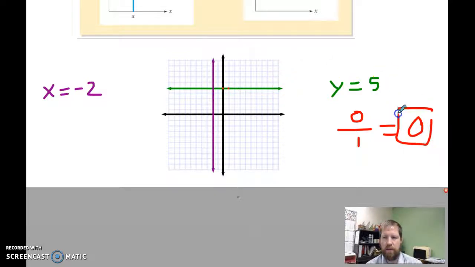That's something you probably want to write down and remember, because it'll save you time, and it's a question that a lot of people struggle with. Every horizontal line has a slope of 0.